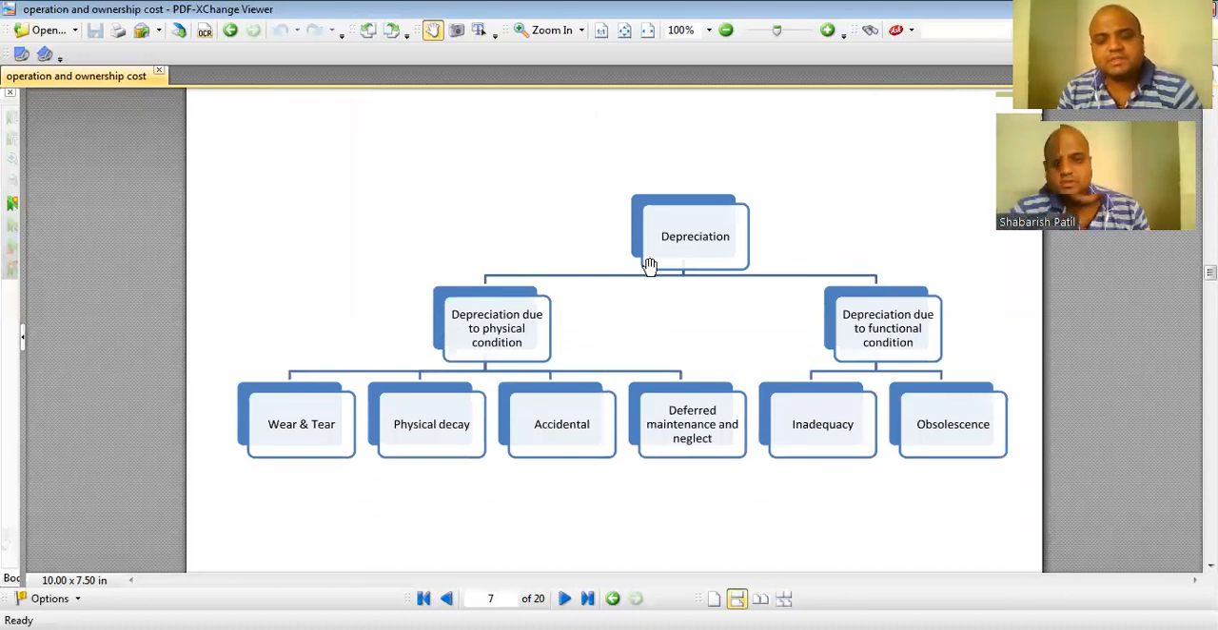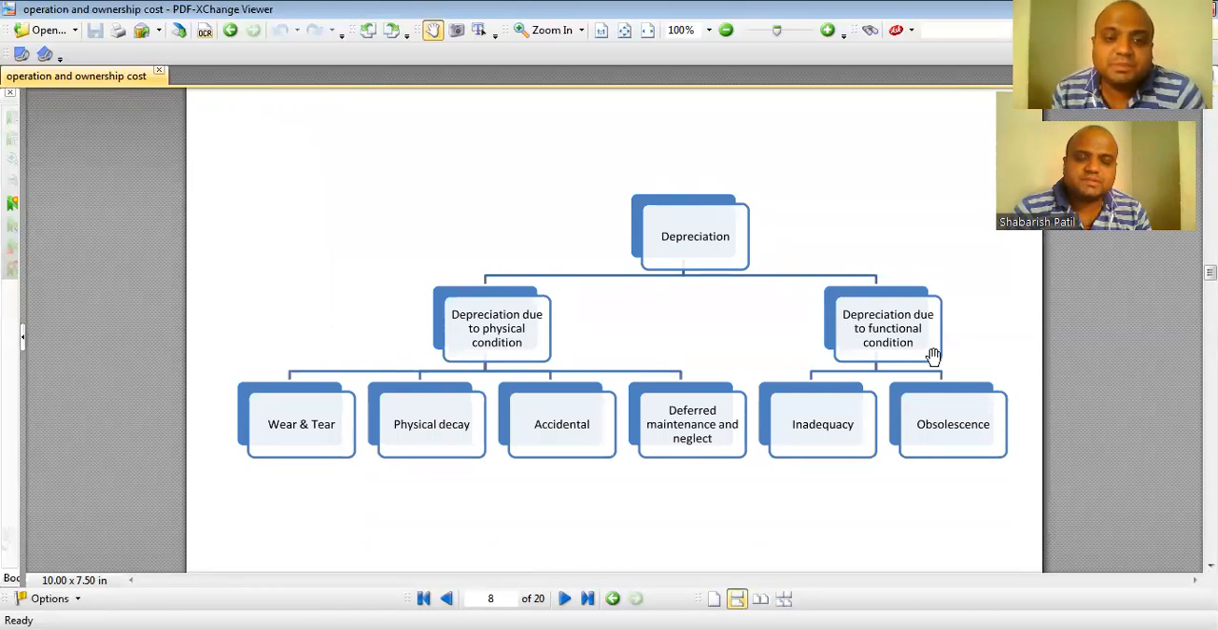There are different ways depreciation may occur in an equipment. One is depreciation due to physical condition, and the second one is depreciation due to functional condition. Depreciation due to physical condition happens mainly because of wear and tear, physical decay, accidents, or deferred maintenance and negligence in the maintenance. What is depreciation due to functional condition? It is inadequacy of the equipment and obsolescence.